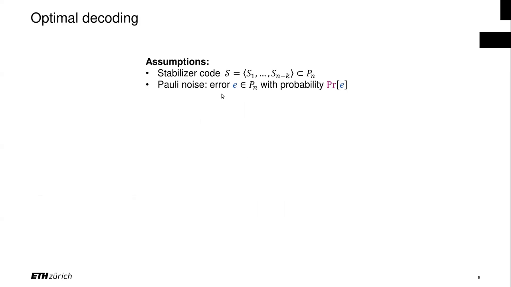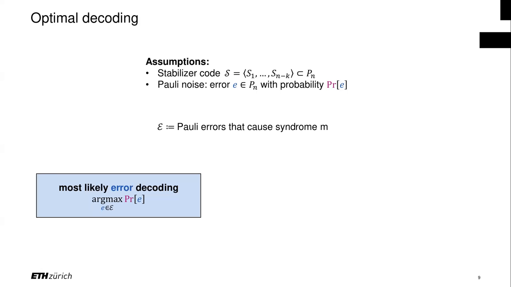So let me say a little bit about optimal decoding. I'll make some assumptions. We're going to work with a stabilizer code, and we're going to assume that we have Pauli noise, which means that the error that occurs on my state is randomly sampled from some distribution over the n-qubit Pauli group. So the strategy which most decoders directly or indirectly follow is they try to figure out what is the most likely error that occurred on your state given the syndrome information that you observed, right?